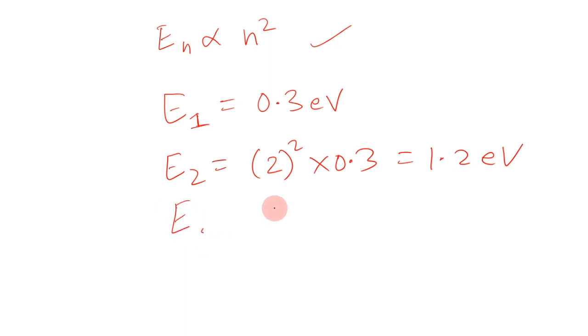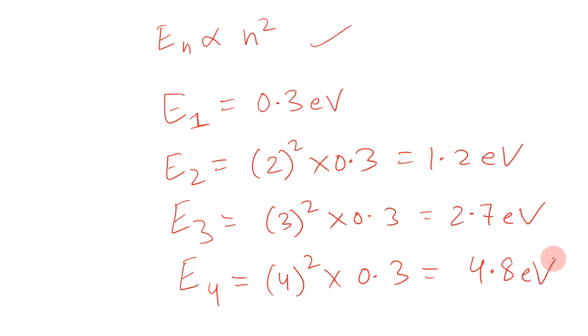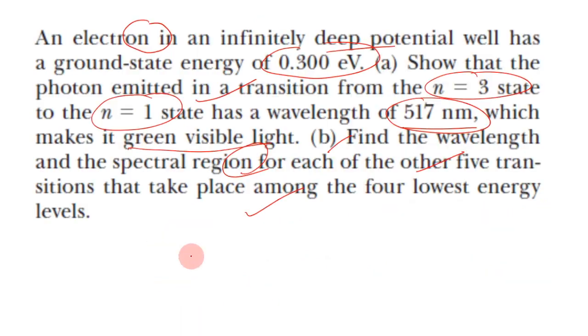Similarly for E3 it will be 3 square into 0.3, which is 2.7 electron volt, and for E4 it will be 4 square into 0.3, which is 4.8 electron volt. Okay, so we have calculated all the 4 levels. We have to show the transition from n is equal to 3 to n is equal to 4. If there is a transition between these levels, this is the energy that comes out in terms of a photon. So this is 2.7 minus 0.3, which is equal to 2.4 electron volt.